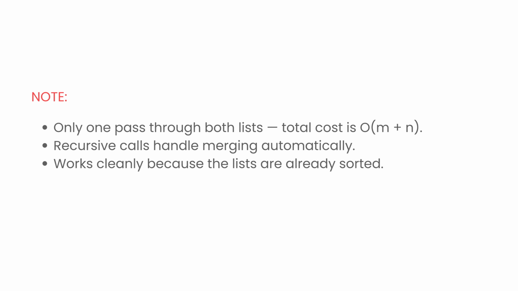So, to summarize, this recursive algorithm first checks for empty lists. Then it repeatedly picks the smaller node from the front, attaching the merged rest recursively. It is elegant, concise, and efficient. Only one pass through both lists is needed, so the total cost is O(M + N). Recursive calls handle merging automatically. It works cleanly because both lists are already sorted.